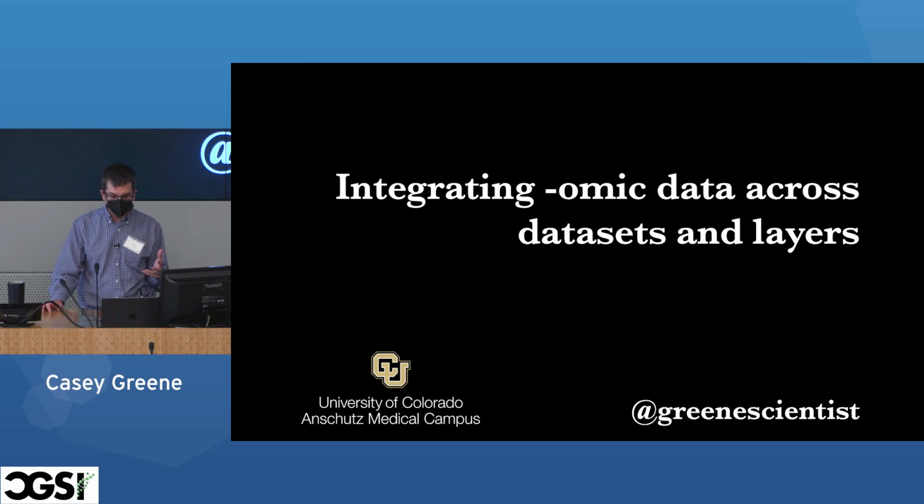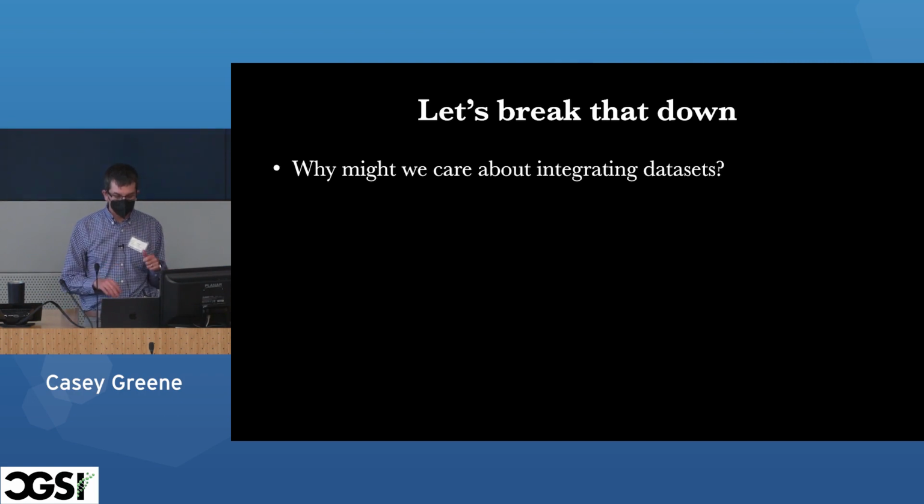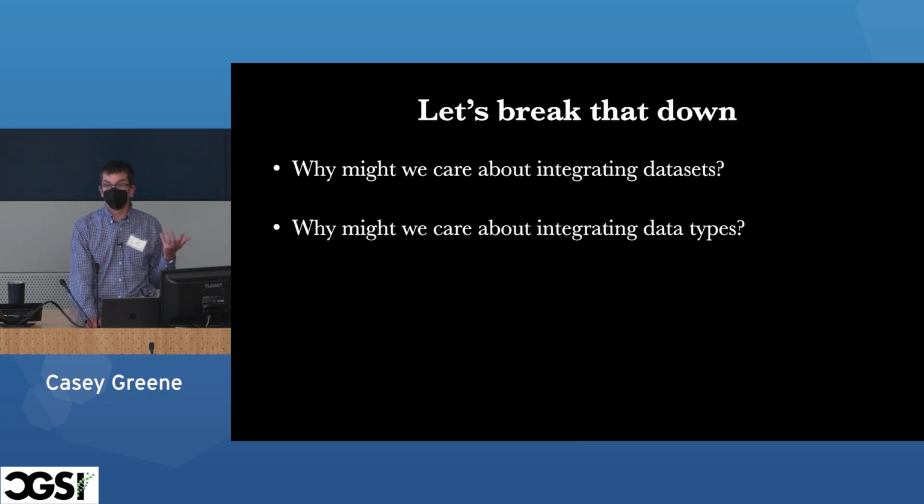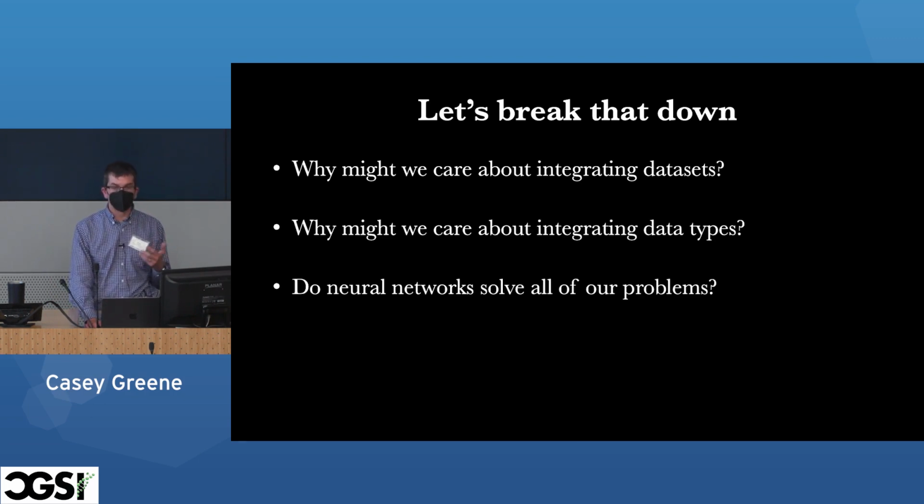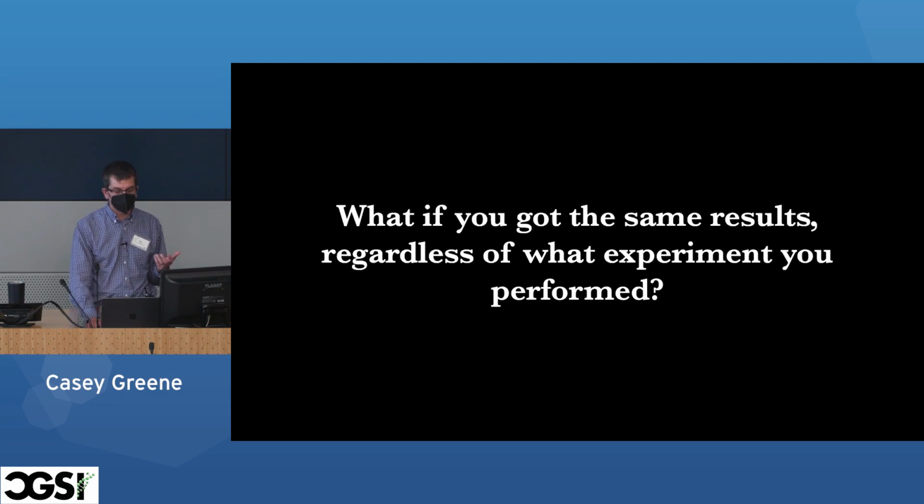I will aim to be efficient with this talk, so I may skip one or two things. I'm going to talk about integrating omic data across data sets and layers. I'll think about why we might want to do that. Why do we ever want to integrate data sets? Why might you want to integrate data types? Do neural networks solve all of our problems? We hope the answer is yes. And then how does this actually relate to health?